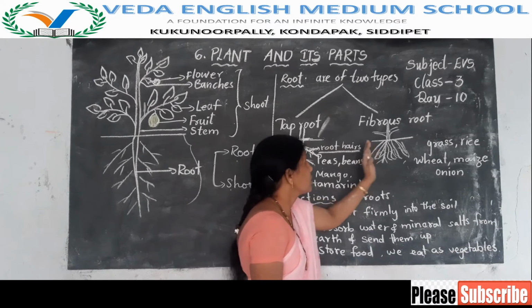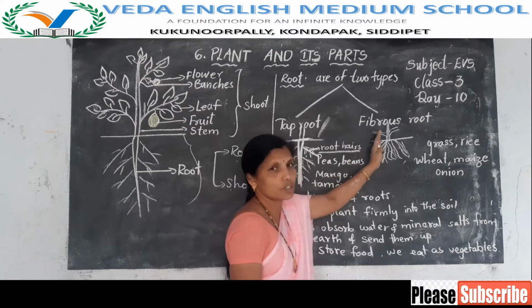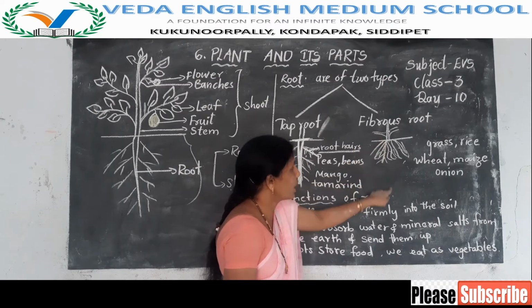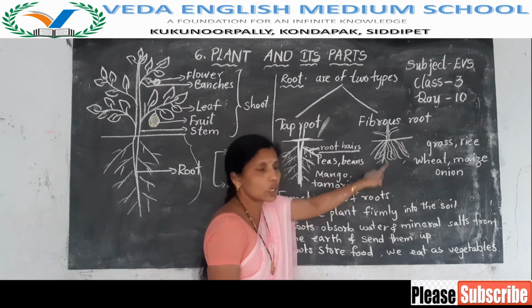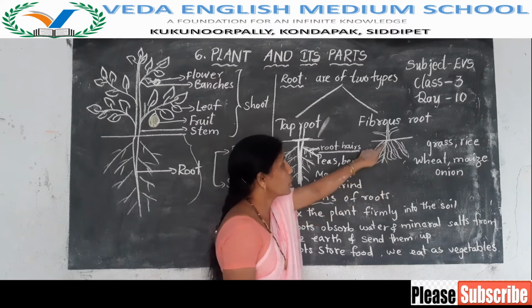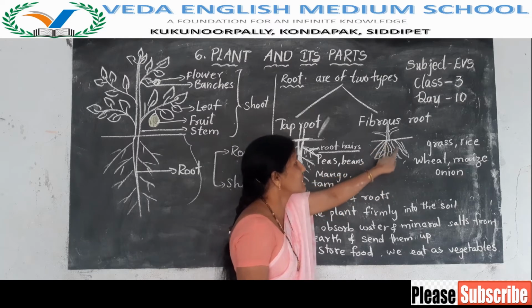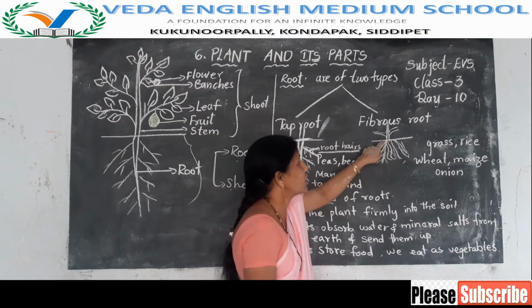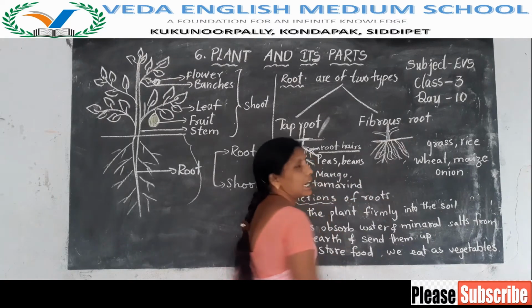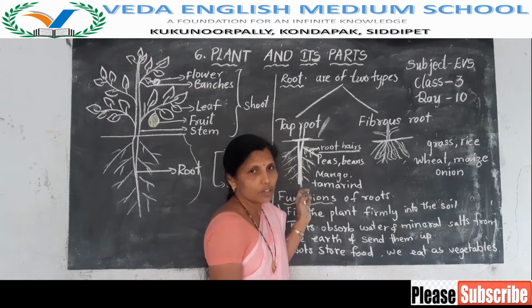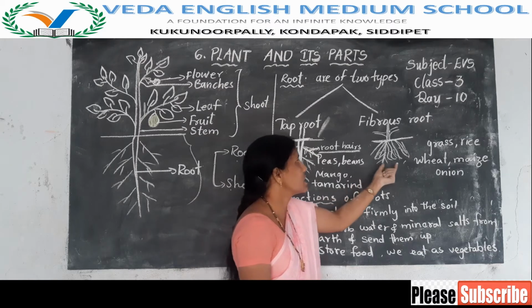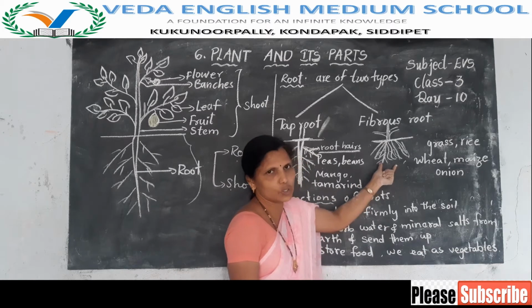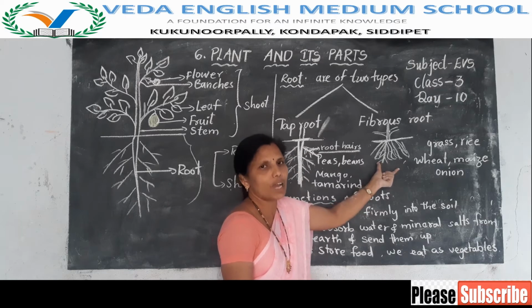Okay children, and next, fibrous root. Here there is no main root. Only small fiber-like structures grow from the end of the stem. So this root is called a fibrous root.